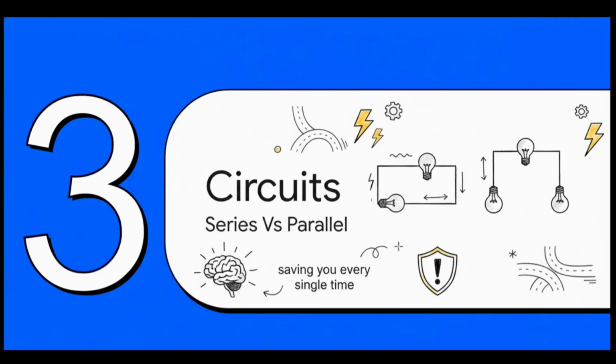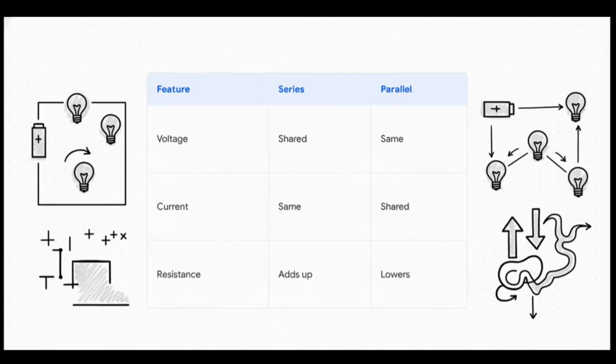Section 3. Series versus parallel circuits. Now that we've got the delivery system down, let's talk about the actual roads they travel on. Examiners absolutely love to set traps here, but we're going to walk through these rules together because they are basically exact opposites. In a series circuit, which is just one single loop, the total potential difference from the battery is shared between the components, but the current is exactly the same everywhere. And the total resistance is just all the resistors added together.